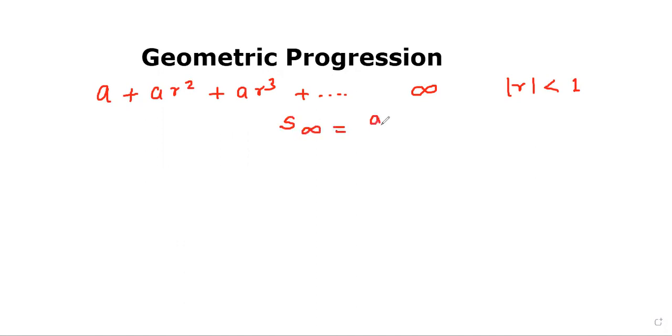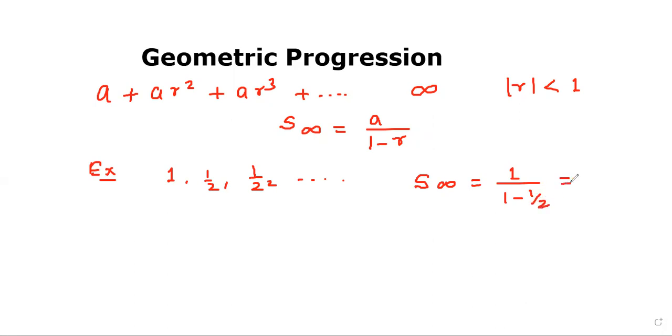In a geometric progression, if we are given a series like a plus ar plus ar square plus ar cube plus dot dot dot till infinity, and modulus r is less than 1, in that case we write S infinity equal to a upon 1 minus r. Example, suppose we have the series 1, 1 by 2, 1 by 2 square, and so on. In that case, S infinity will be equal to 1 divided by 1 minus 1 by 2, which would be 2.